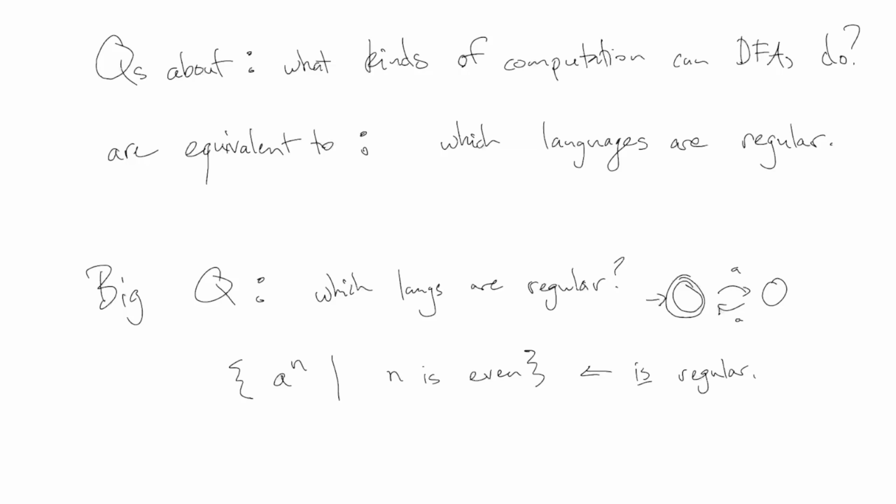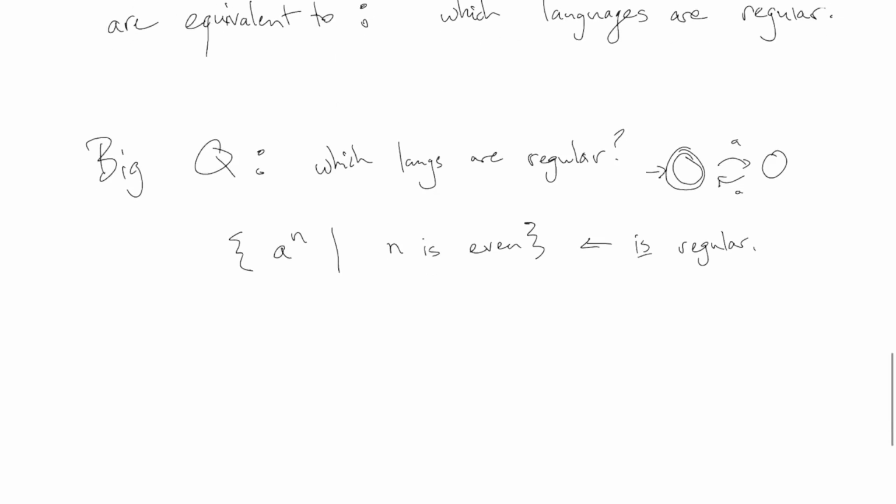All right? a^n such that n is even. Or something like a^n b^m, where n and m are natural numbers. Is that regular? Yes, it is. That's the example that we just did a few minutes ago. We have a DFA whose language is that. So this one also is regular.